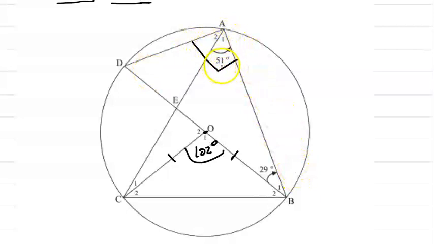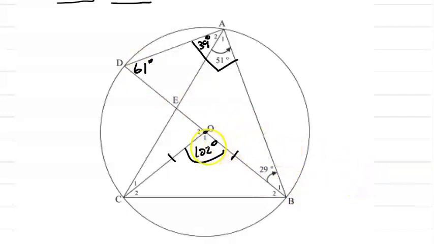What is 90 minus 51? That should give us 39 degrees. So 39 plus 51, that's 90 degrees there. And if you got 90 there, remember that D and B1 now will be complementary angles. So therefore, this particular angle here will be 61 degrees, 61 plus 29 is 90 degrees.